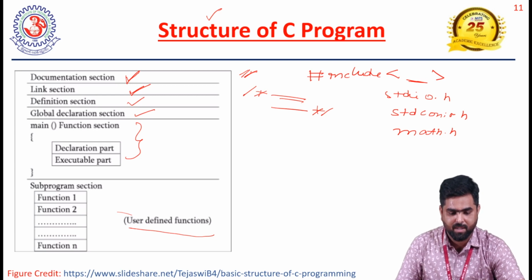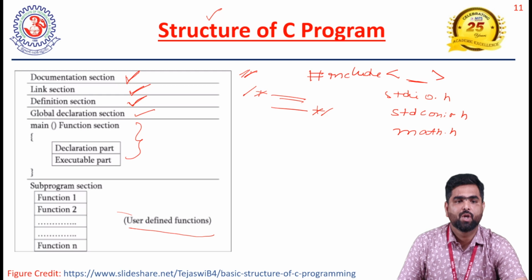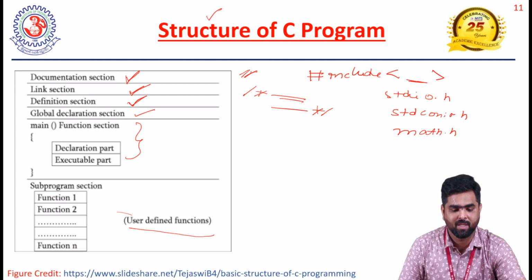And next one is the definition section. Basically, this definition section is used to define some constant values. For example, a particular variable whose value cannot be changed throughout the program can be declared and defined in this definition section. Let me give one example. I am taking pi. We already know the pi value is always 3.14. It doesn't matter what kind of evaluation we are going to do, the pi value will be 3.14. So in that case I can define this pi value in the definition section.